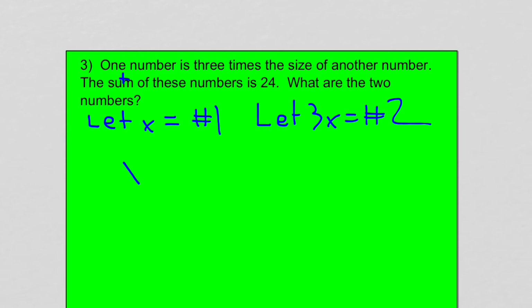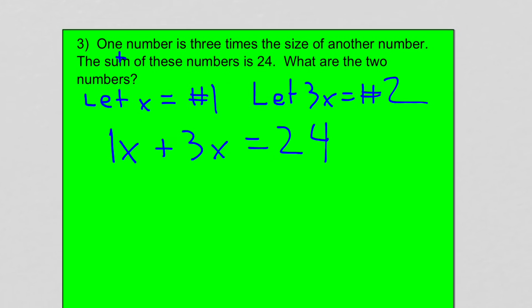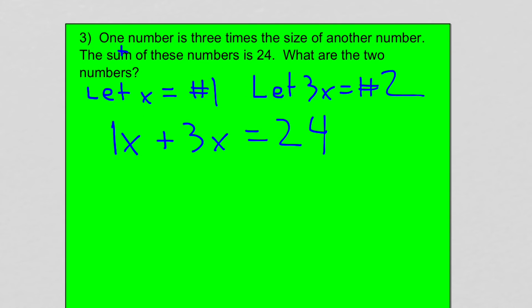We have X plus 3X equals 24. And we already learned that when we have a variable with no number in front, no coefficient, there is a number in front. It's a 1. So think of this as 1x plus 3x equals 24. Well, 1x plus 3x is 4x equals 24. And now we have a multiplication equation. We solve those by dividing. Divide by 4.